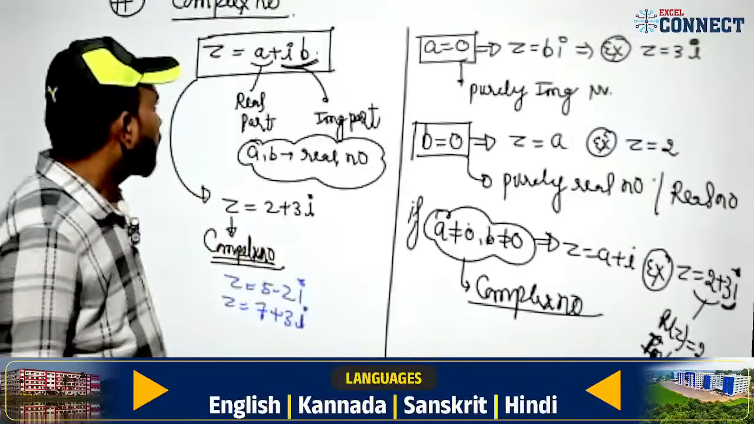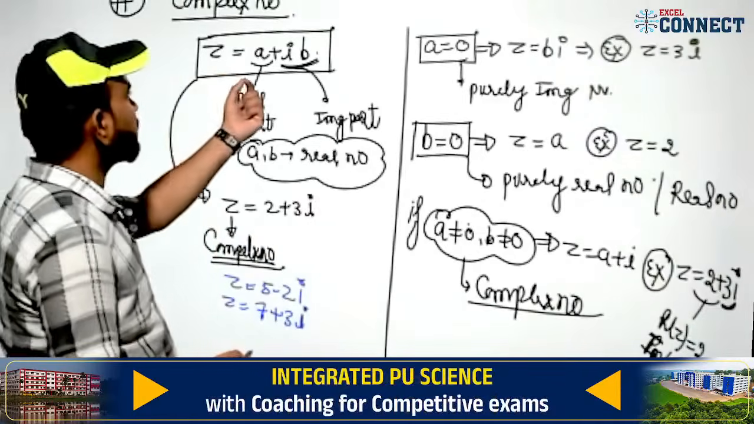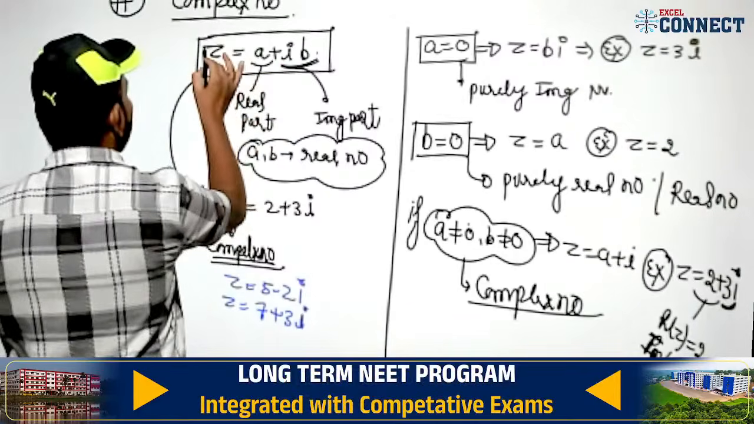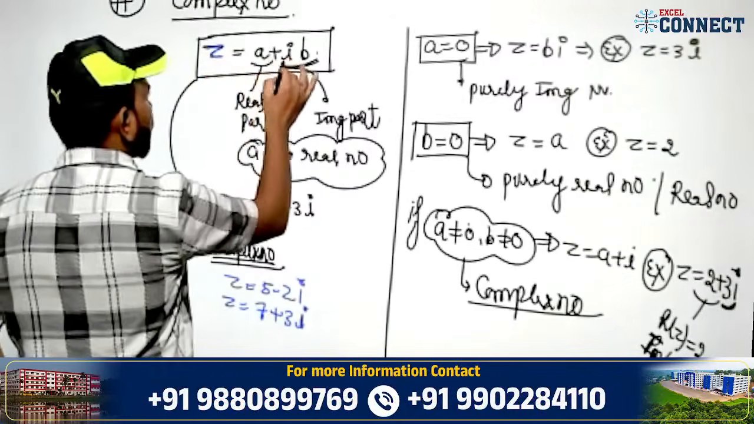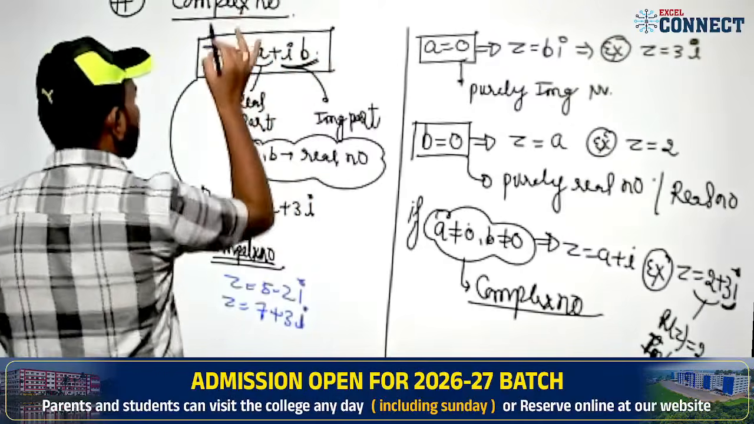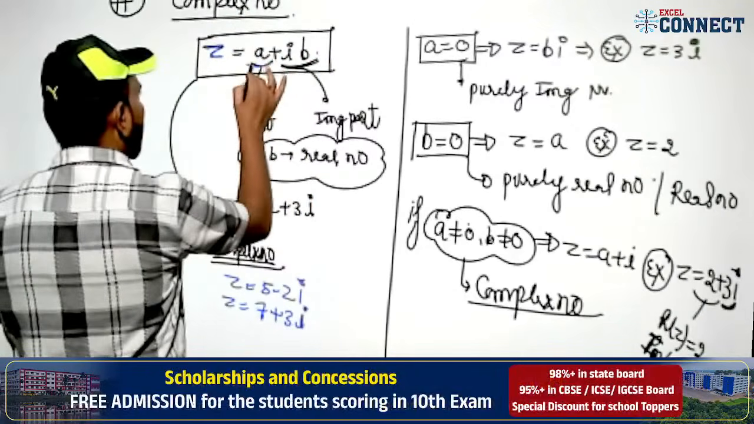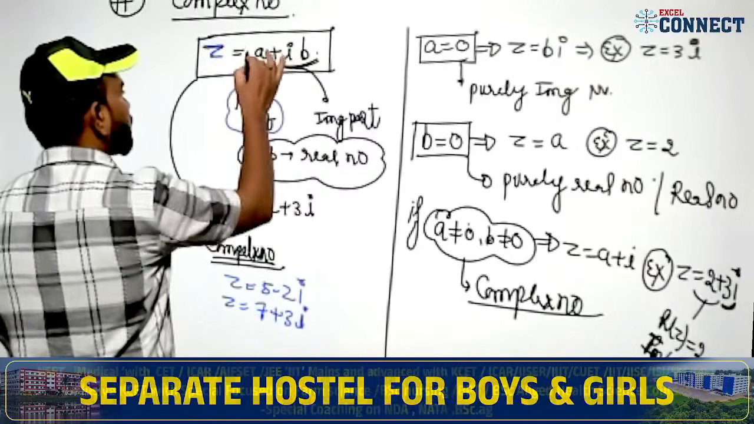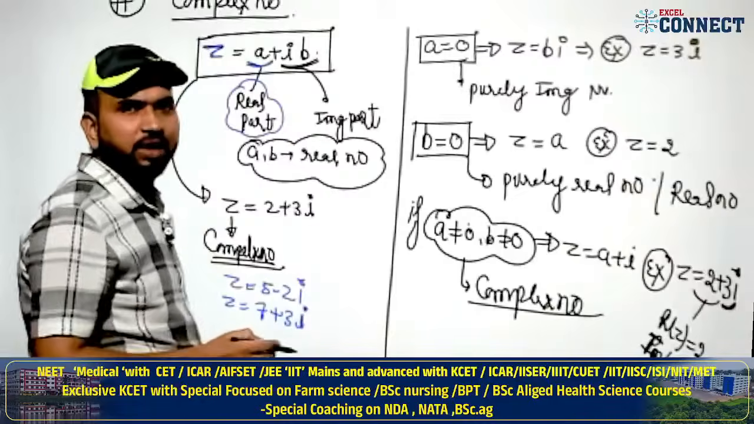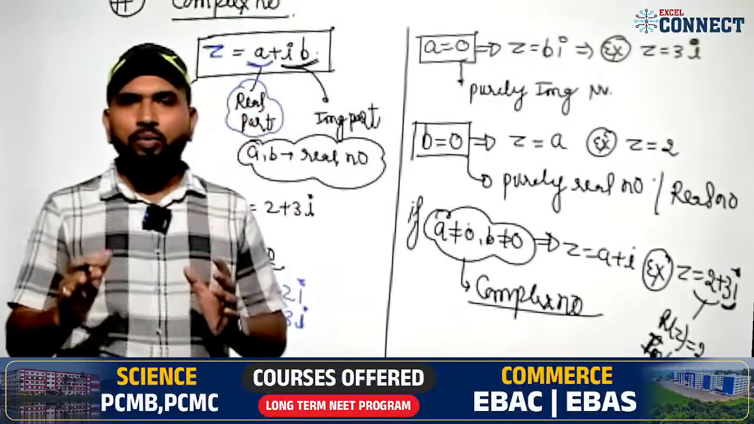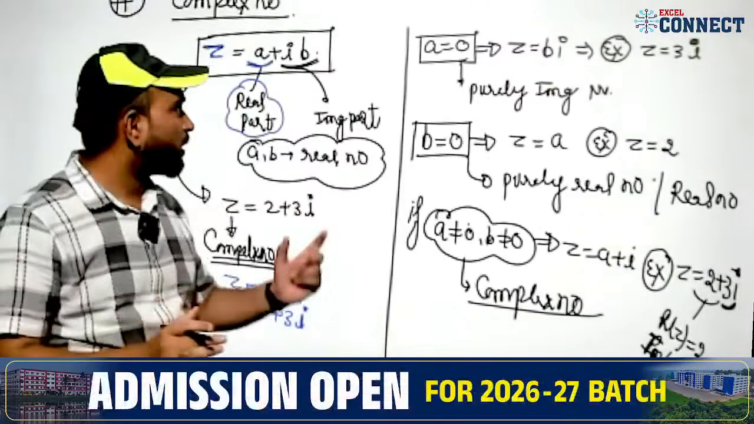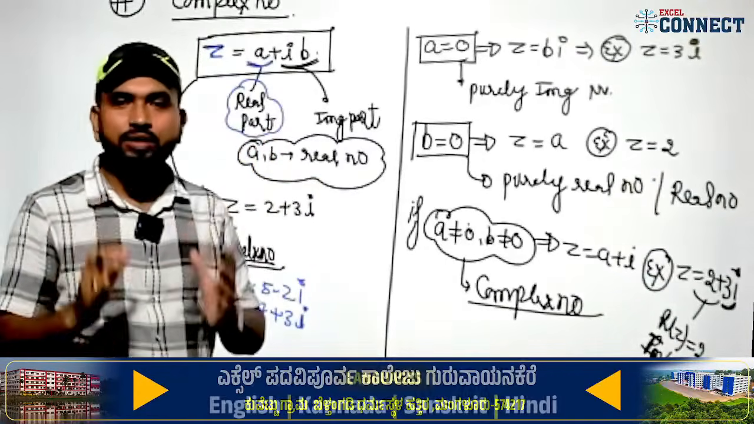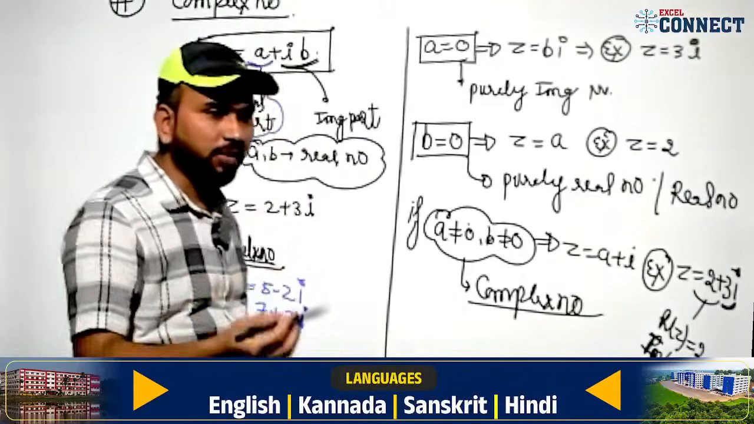See, z is equal to a plus iota b. When this a plus iota b form is there, this is called a complex number, and this is called the real part because no iota is multiplied in it. So basically a complex number is a combination of real and imaginary number.